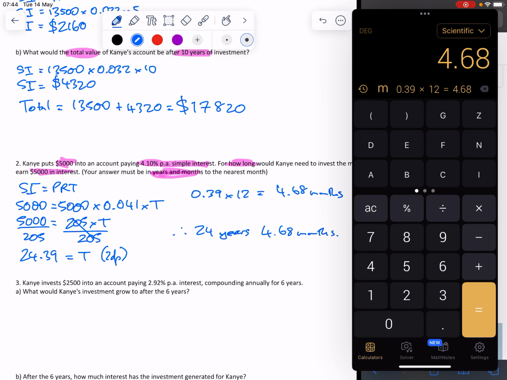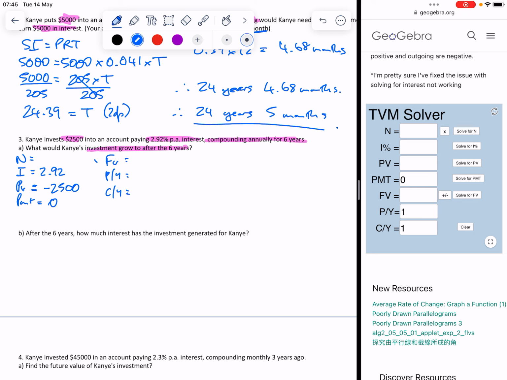He invests 2,500 into an account. On the TVM solver, if money moves away from you into an account, it's negative. So negative 2,500 is PV. At Year 11, we don't play with PMT. We want to know what it grows to, so FV is what we're solving for. It's compounding annually, so PY and CY stay the same, because compounding annually happens once a year. We're letting it compound for 6 years, so 6 years times once per year for PY and CY, so N stays at 6.